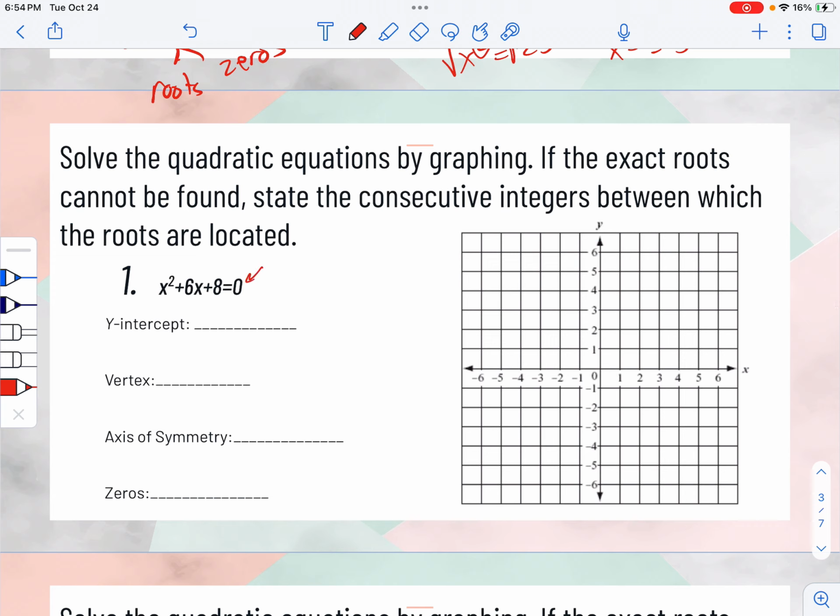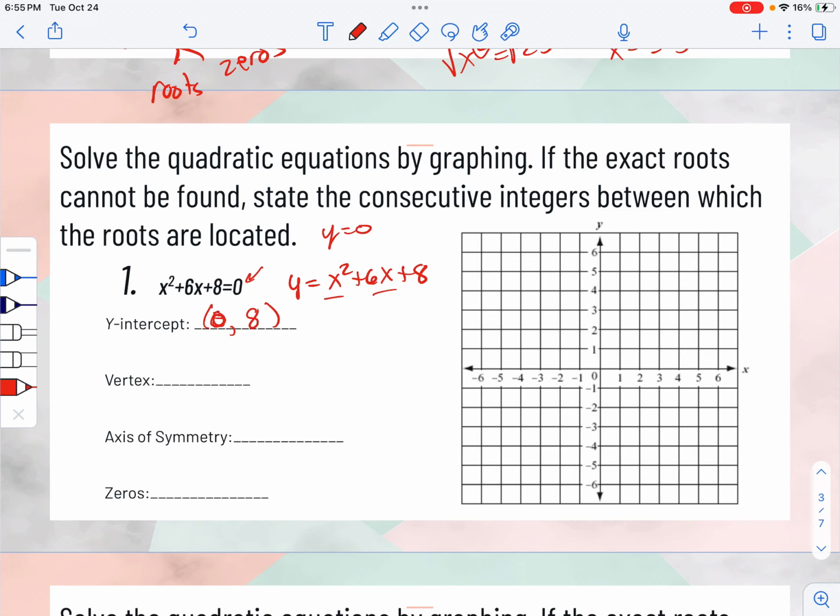I'm going to replace this 0 with y, so y equals 0. Now, when we do that, y equals x squared plus 6x plus 8. We're just saying, hey, we're looking for where it crosses the x-axis, and that's where y is equal to 0. So y-intercept, if I plug in 0 for x, you'll get your y-intercept. That's where it crosses the y-axis here. And that's where x is equal to 0.